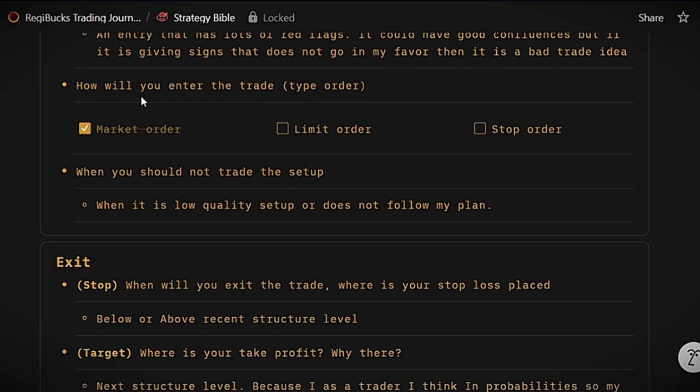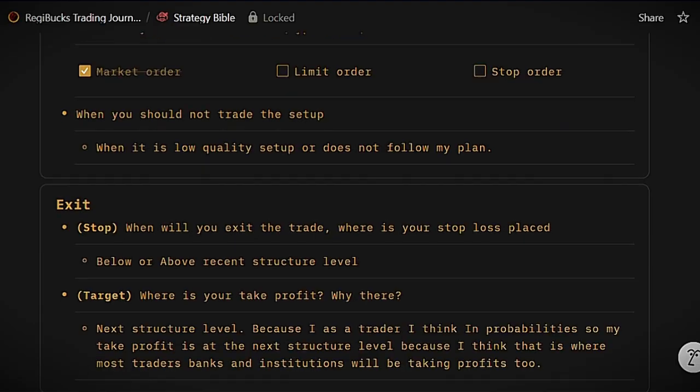How will you enter the trade? That's the type of order. I only use market orders. I don't use limit orders. I don't use stop orders. Only market orders. So when should you not trade the setup? When it is a low quality setup or does not follow my trading plan, I don't trade at all.